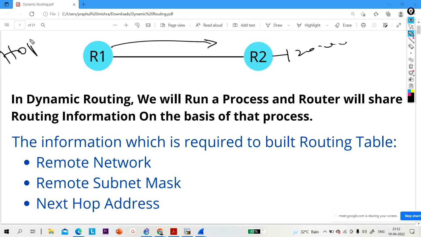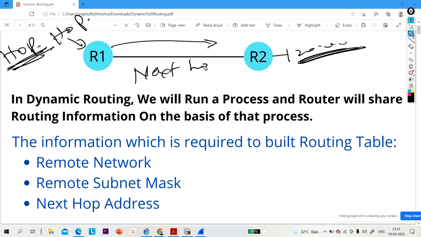Guys, what do you mean by hop? A hop means any device that can change layer 2 information. Always keep in mind, a hop means the device which can change layer 2 information. A switch can't change layer 2 information. A router can change layer 2 information, so a router is a hop. A firewall can also change layer 2 information, so a firewall is a hop. And next hop means direction. What is the way to reach the 20 network from R1? What will be the direction? So the direction will be the next hop. Am I right?